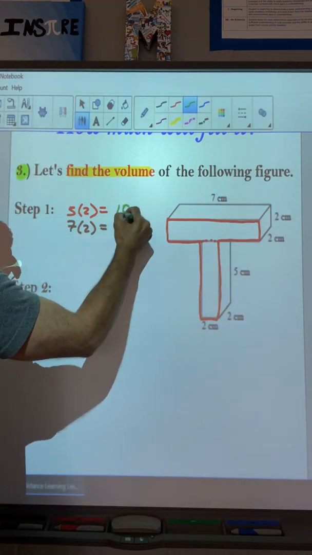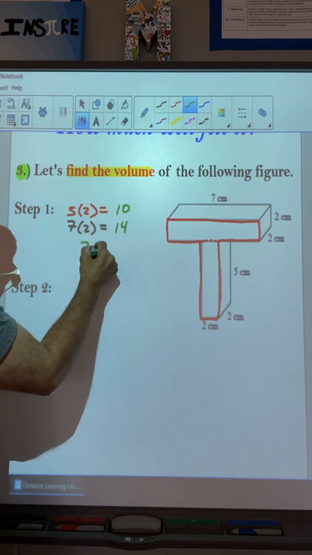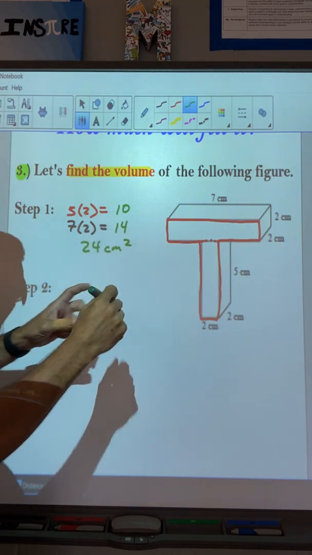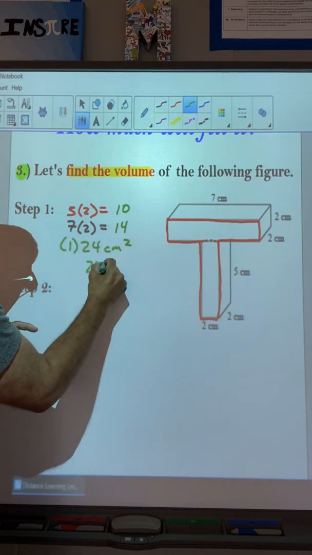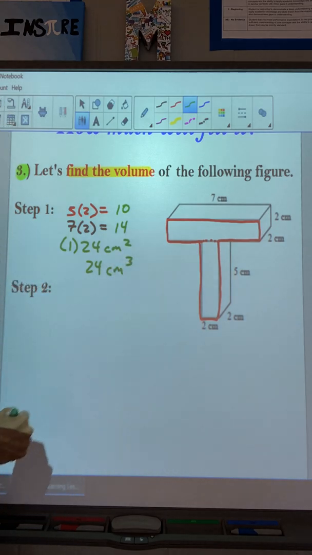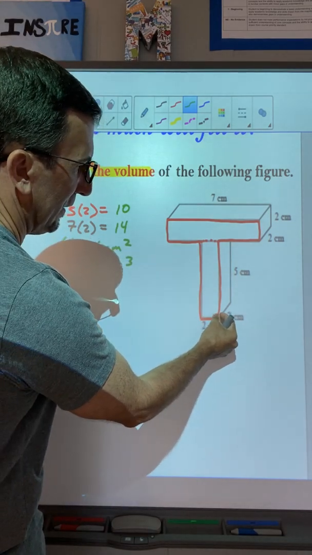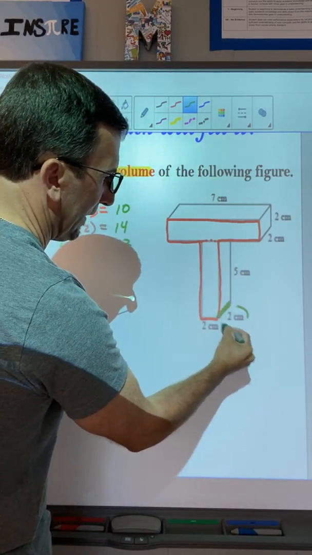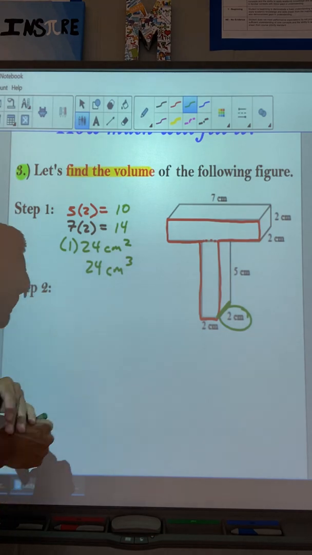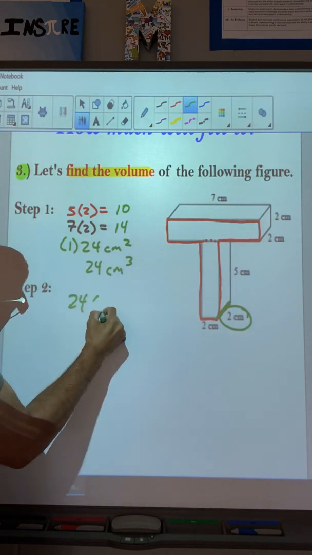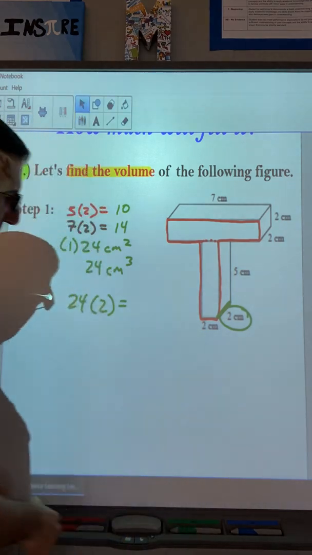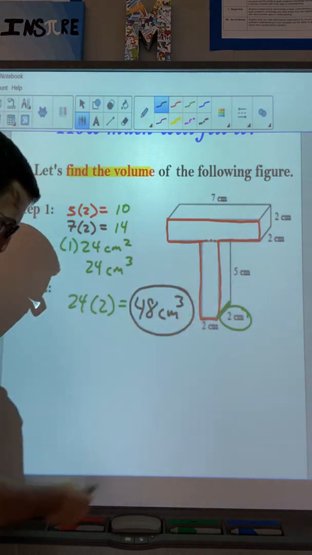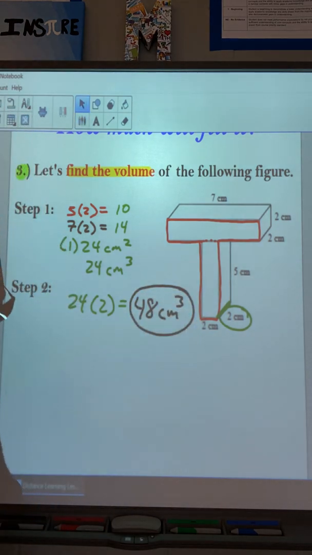Okay, so you should have 10 and 14. So you should have 24 centimeters squared. We multiply it by 1. So we now have 24 centimeters cubed. Because we're doing 1 inch thick. But I want to know what the whole thing is. And this is how many thick? That's 2 centimeters. So we're going to take the 24 and multiply it by 2. So we get 48 centimeters cubed. Questions?